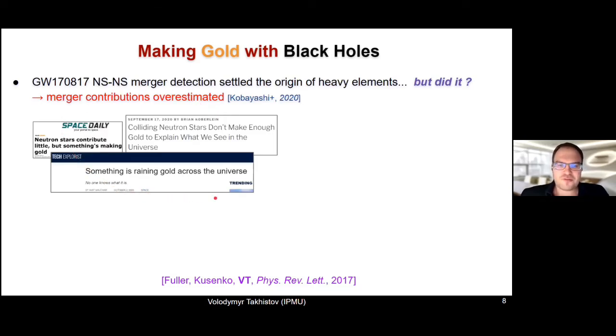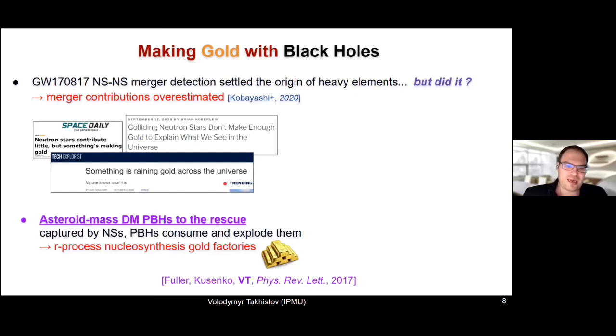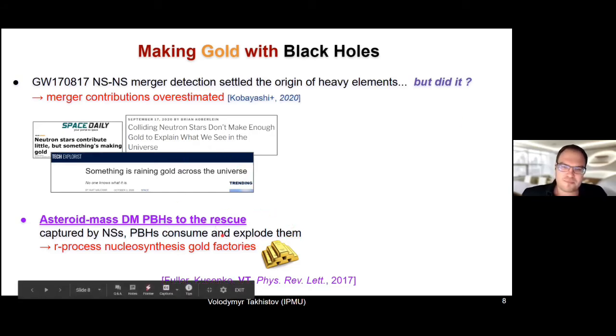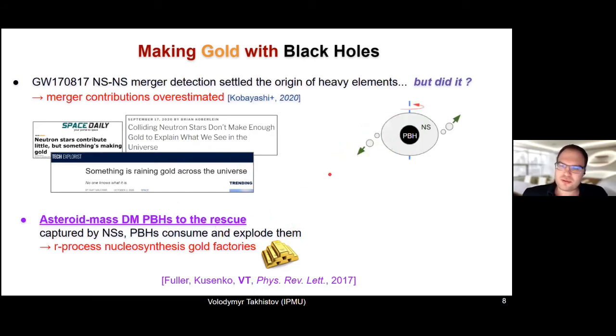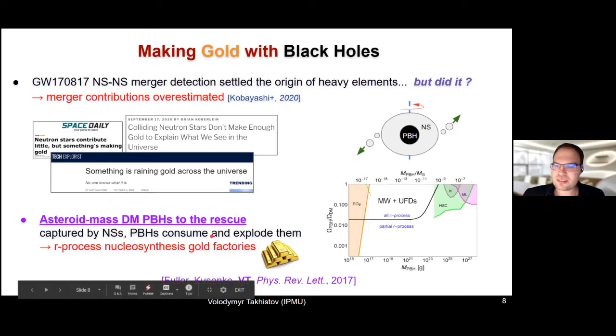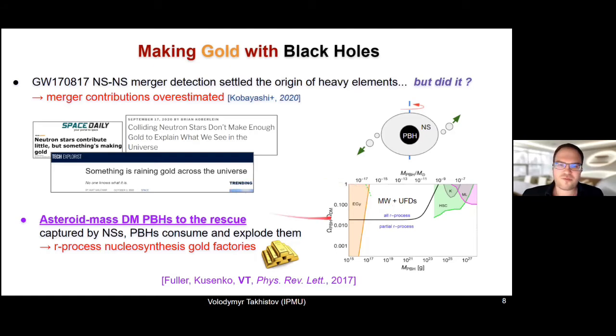So there have actually been a bunch of recent news releases by popular sources saying things like, oh, something is radiating a golden universe, but no one knows what it is. So the puzzle remains. And what I would like to advocate is that asteroid-mass primordial black holes that make up dark matter can help us with this puzzle. If small PBHs are captured by neutron stars, they can consume and explode the neutron stars, and you will get a bunch of neutron-rich material flying out that can contribute to r-process nucleosynthesis. And in fact, you can explain the abundance of heavy elements in the Milky Way and ultra-faint dwarfs for some parameter space. So that is, of course, nice.